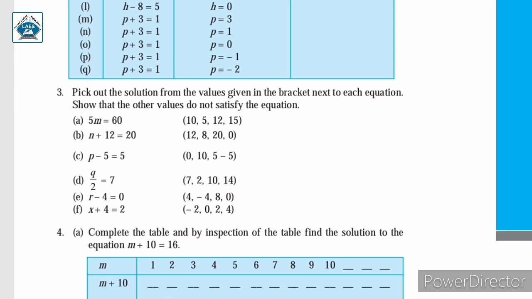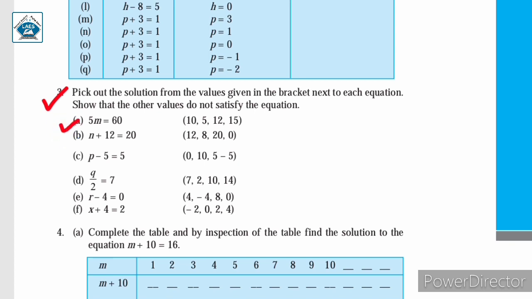Hello students, let us continue chapter 11 Algebra. In the previous class, we discussed a few questions of exercise 11.5. Let us now continue exercise 11.5, question number 3. Pick out the solution from the values given in the bracket next to each equation. Show that the other values do not satisfy the equation.